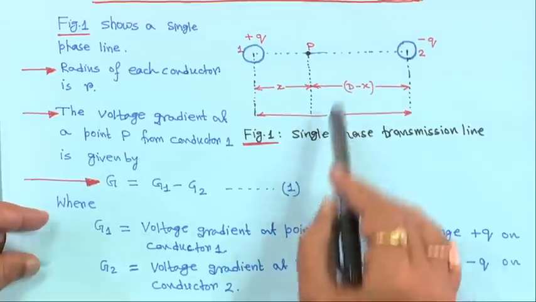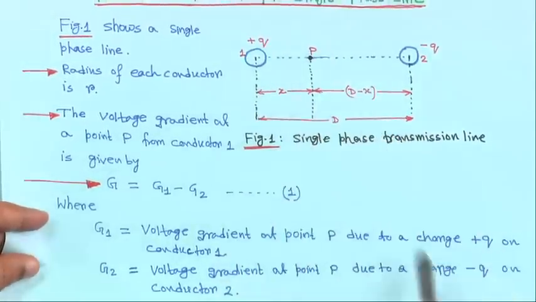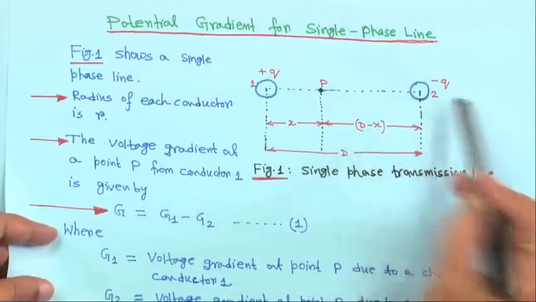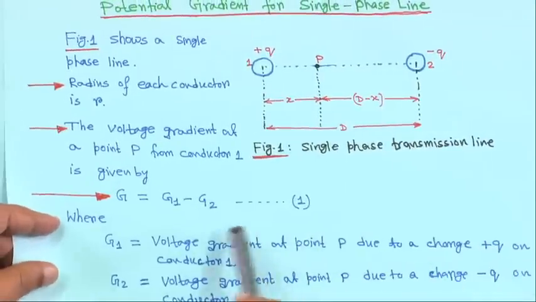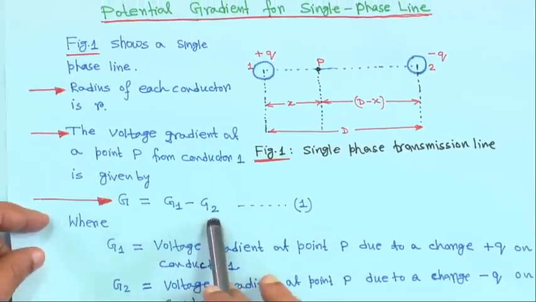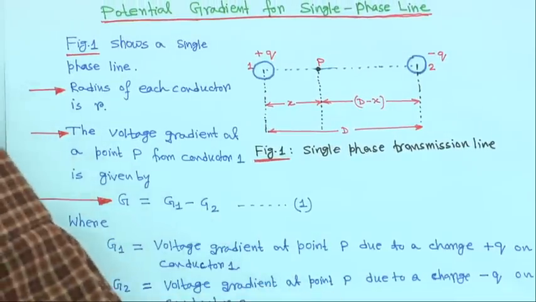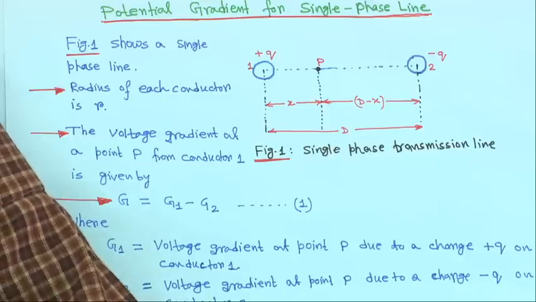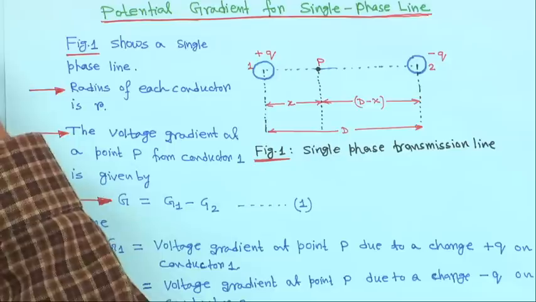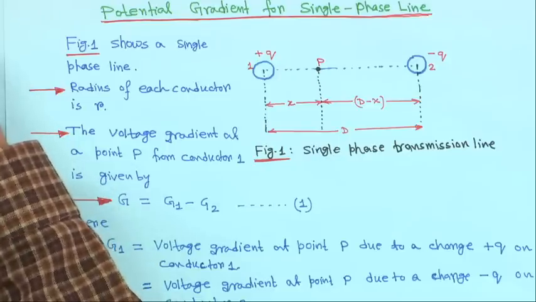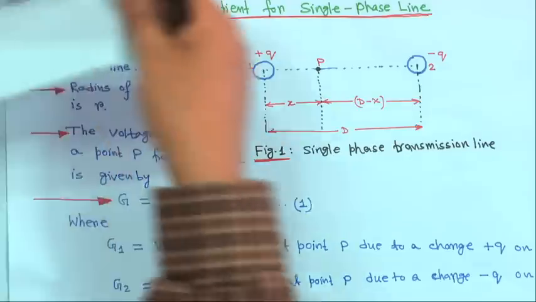Similarly, G2 is the voltage gradient at point P due to charge minus q on conductor 2. So G is equal to G1 minus G2. Now, one thing you know about potential gradient: in the cable chapter we have seen that it is q upon 2 pi epsilon 0 x.